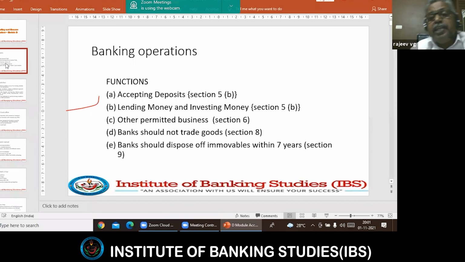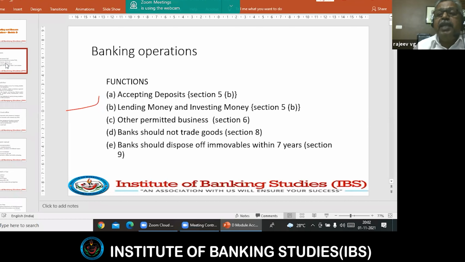Then, in addition to the core activities of accepting deposits, lending or investment, banks are also permitted to do other business. Those businesses are sometimes called ancillary businesses, secondary business, additional activities, ancillary services, or secondary activities. In addition to that, Section 6 also permits banks to do certain para-banking activities. Ancillary services and para-banking activities are permitted as per Section 6 of the Banking Regulation Act.